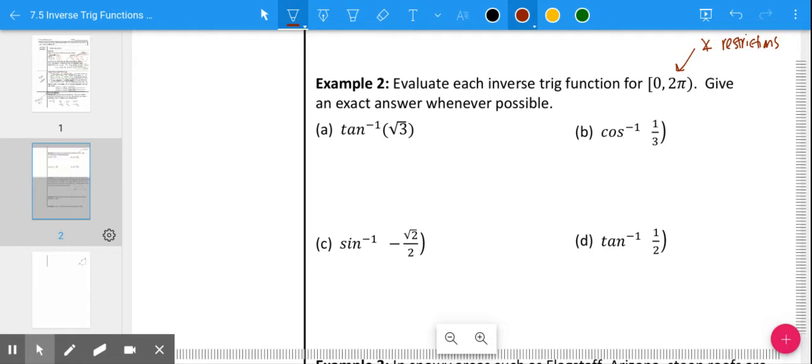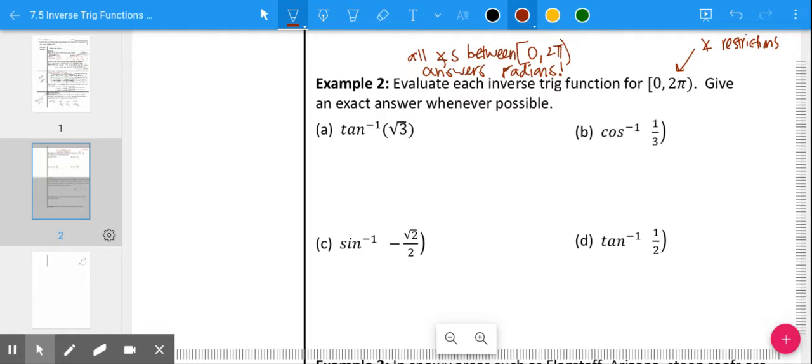So evaluate each inverse trig function for the angle restriction 0 to 2 pi. Give an exact answer whenever possible. So this means that I want all angles between 0 and 2 pi, including 0, not including 2 pi. Because those restrictions are in radians, that also implies my answers have to also be in radians. So we always match our answers to the restrictions.